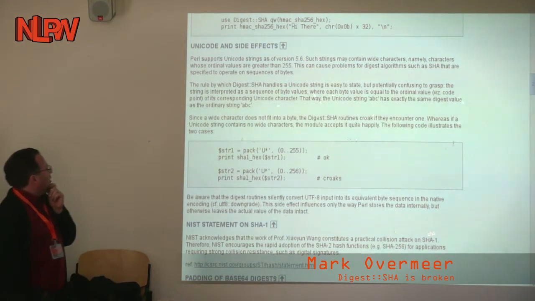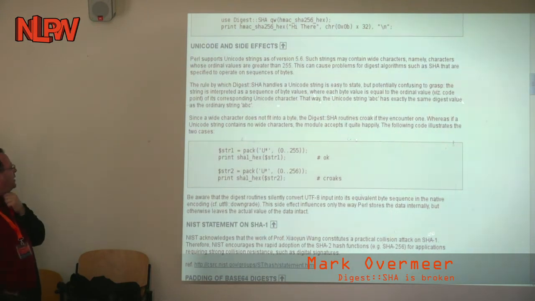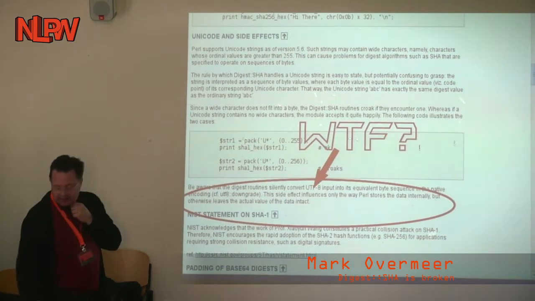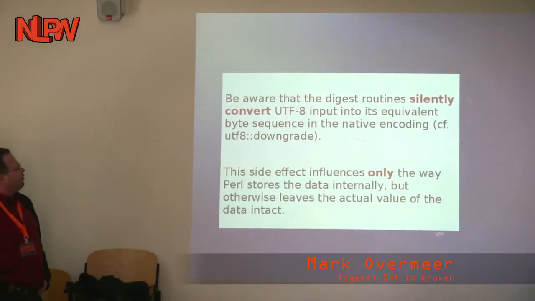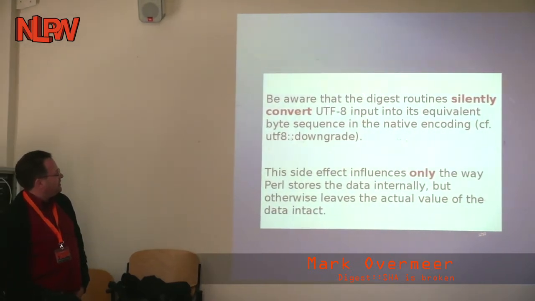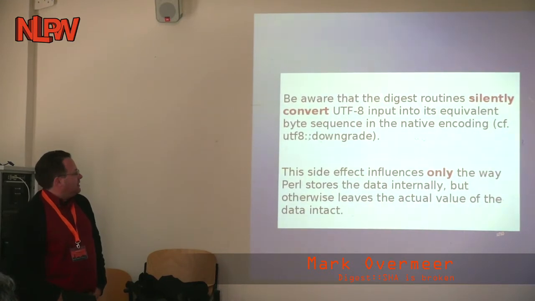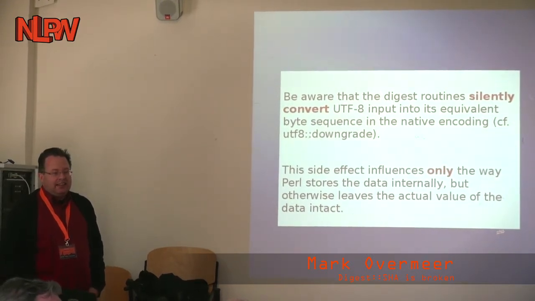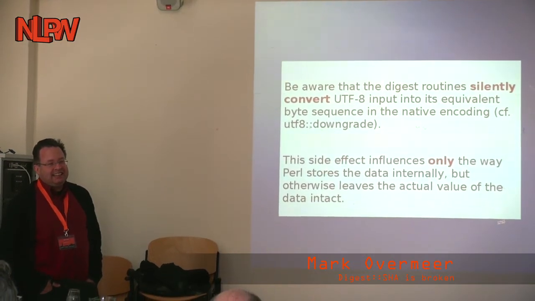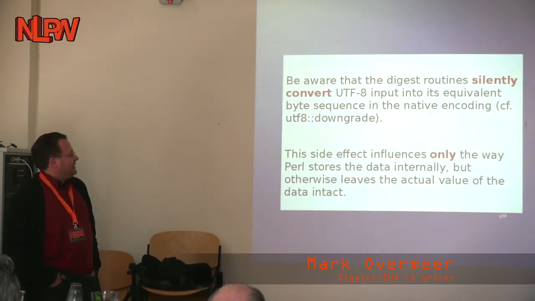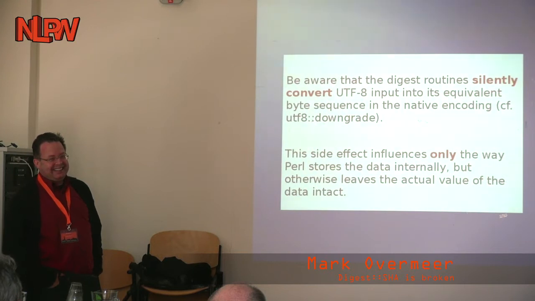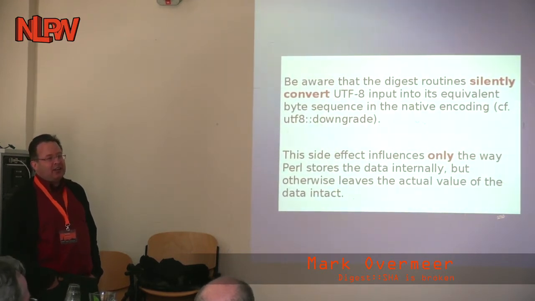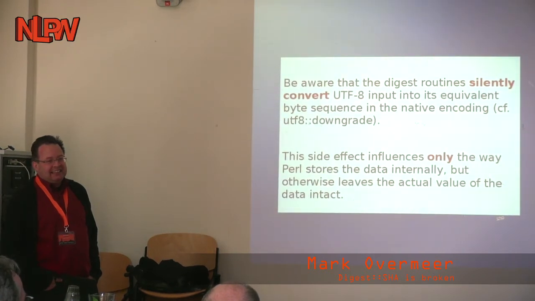Well, if you look in the new SHA manual page, you see a new chapter on Unicode and side effects of Unicode. Be aware that the digest routine silently converts UTF-8 input into a byte sequence of native encoding. It's what it calls downgrade. That means that it translates UTF-8, if it finds it, into Latin 1. Is this UTF-8 encoded, or is this Perl's internal UTF encoding that it talks about? Because both are called UTF-8 in our community, which is highly confusing, but it would mean something entirely different. This means that if the UTF-8 flag is on, then it will downgrade. Then it does exactly what Perl internals do.